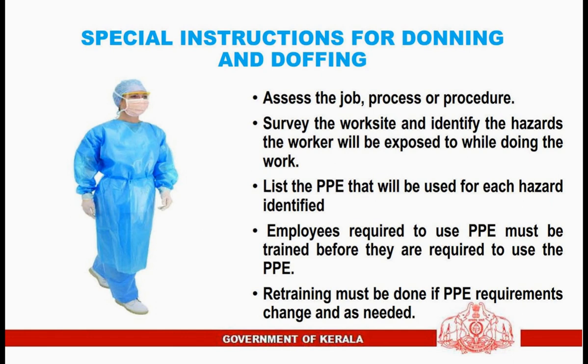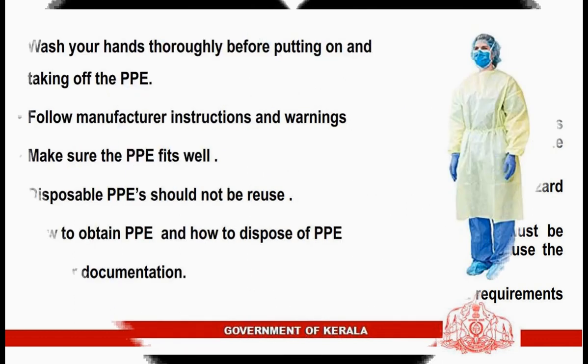Assess the job, process or procedure. Survey the work site and identify the hazards the worker will be exposed to while doing the work. List the PPE that will be used for each hazard identified. Employees required to use PPE must be trained before they are required to use the PPE. Retraining must be done if PPE requirements change and as needed.